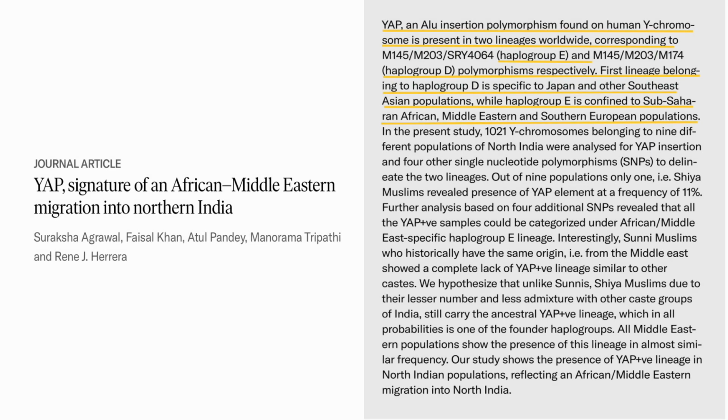According to the paper titled YAP Signature of an African Middle Eastern Migration into Northern India, it reads, YAP, an allele insertion polymorphism found on the human Y chromosome, is present in 2 lineages worldwide corresponding to haplogroup E and haplogroup D polymorphisms respectively. The first lineage, belonging to haplogroup D, is specific to Japan and other Southeast Asian populations, while haplogroup E is confined to Sub-Saharan African, Middle Eastern, and Southern European populations.